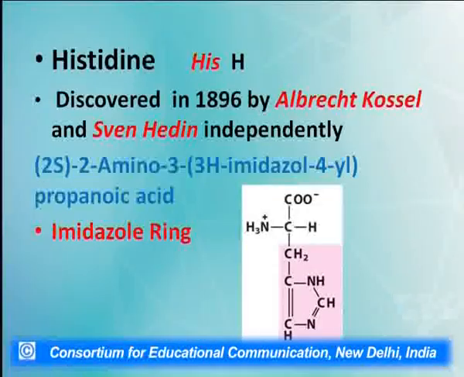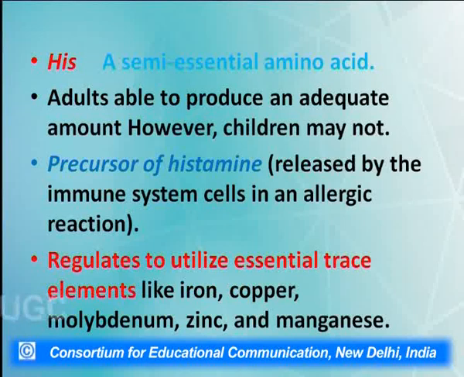As I've already said, the molecule that we have in histidine is the imidazole ring, and this imidazole ring is present in histidine as well as histamines. So histidine is a precursor of histamine, and histamines are released by the immune system in response to an allergic reaction.